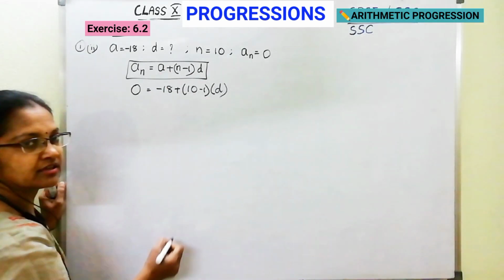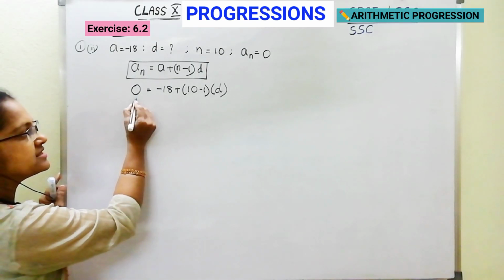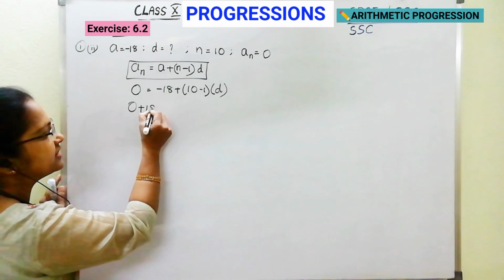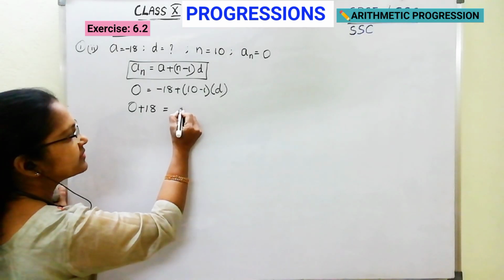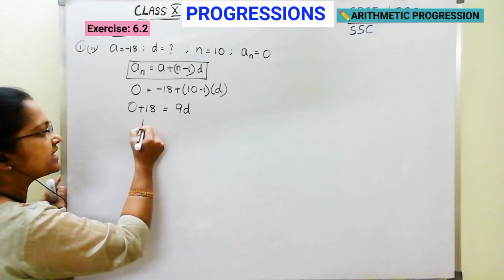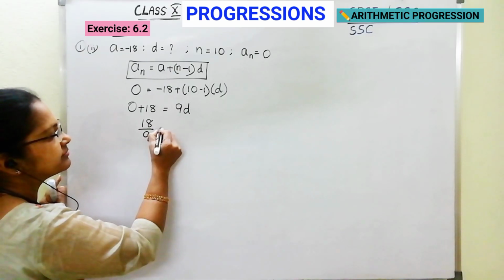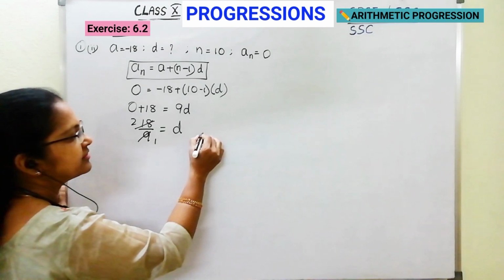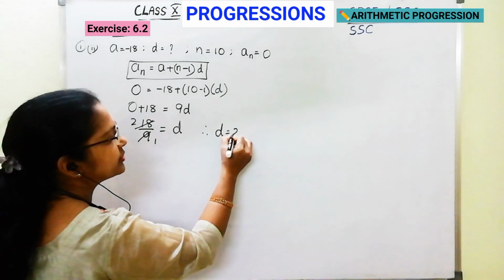So we take it as D as it is. Now this is 0. When I send minus 18 here, it becomes 0 plus 18 is equal to 10 minus 1, which is 9, into D is 9D. 0 plus 18 is 18, by 9 is equal to D. So 9 ones are 9, 9 twos are 18. Therefore, D is equal to 2.